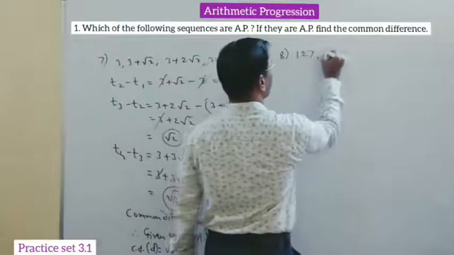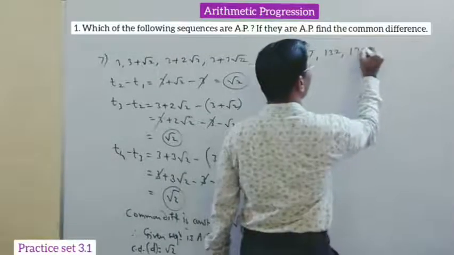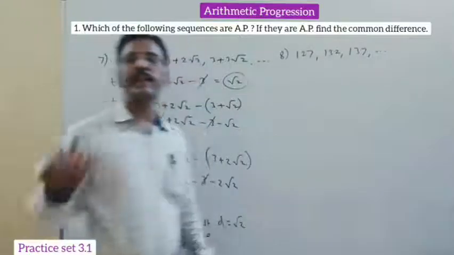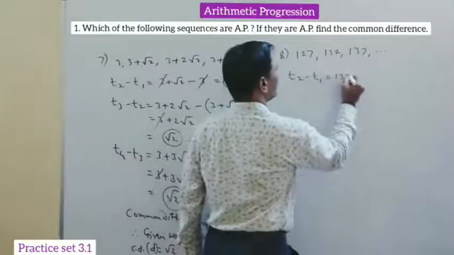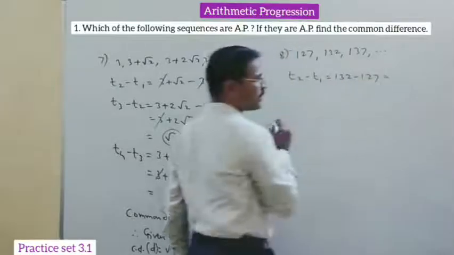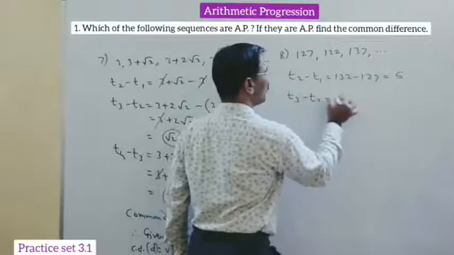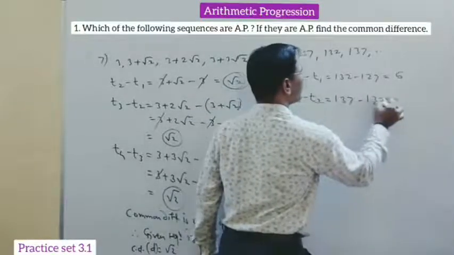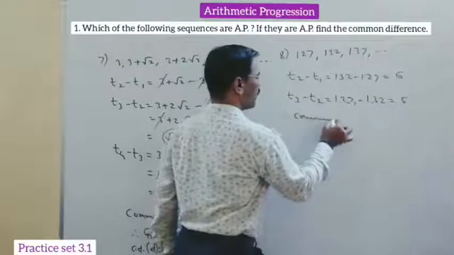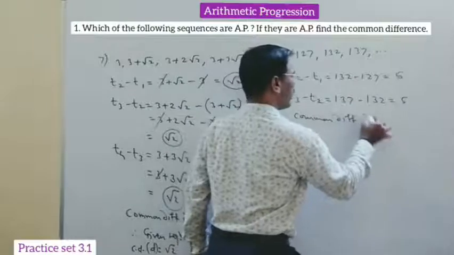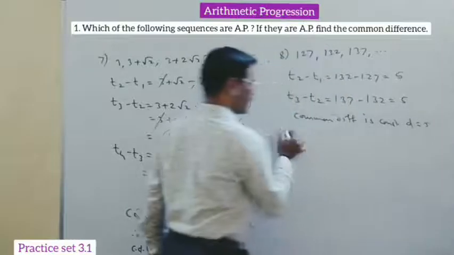127, 132, 137 and so on. Let's see whether it is AP or not. See here, T2 minus T1, 132 minus 127, how much? 5. Okay, and T3 minus T2, 137 minus 132, again it is 5. Therefore the common difference is constant, that is D equal to 5. Is it correct?